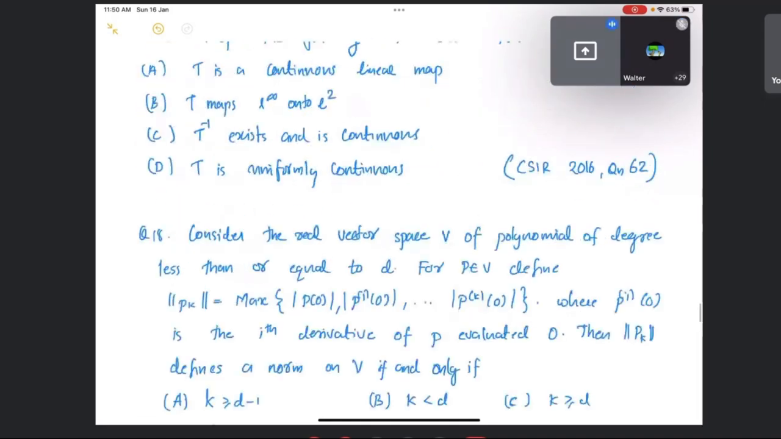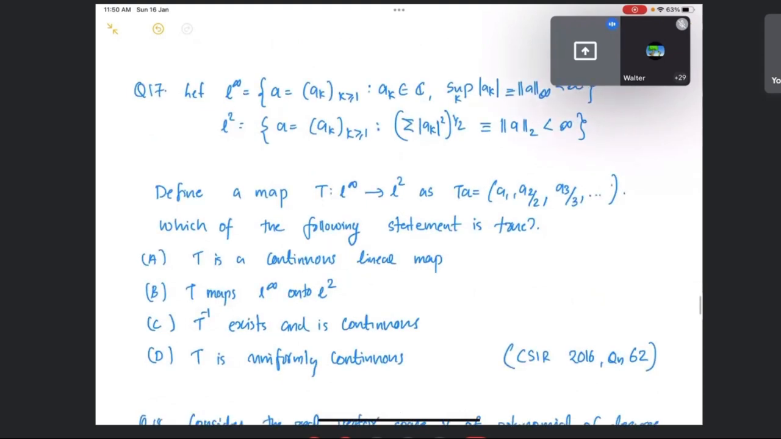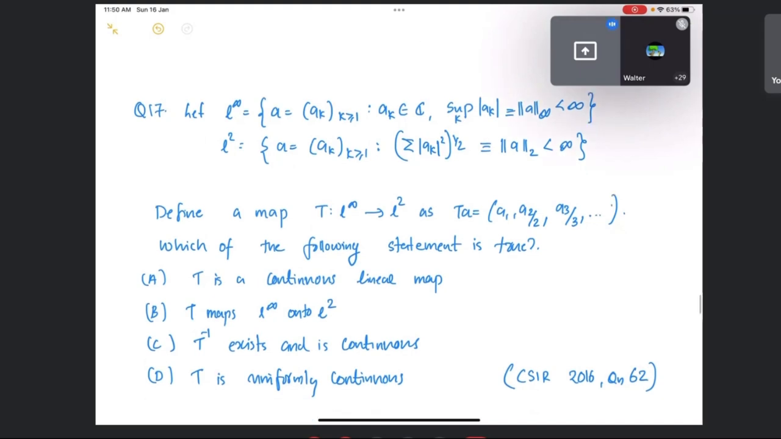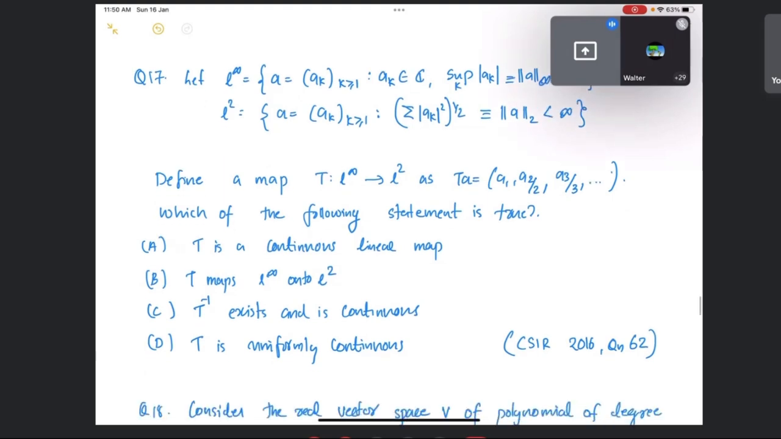So let's go to question number 70. You have the space of all bounded sequences, L infinity, that we have already defined, and L2, that we have also already defined. You define a map T from L infinity to L2, a map we have also seen but in a different space, as T of (a1, a2, a3, ...) equals (a1, a2/2, a3/3, ...). Then which of the following statements are true? The first option is: T is a continuous linear map.